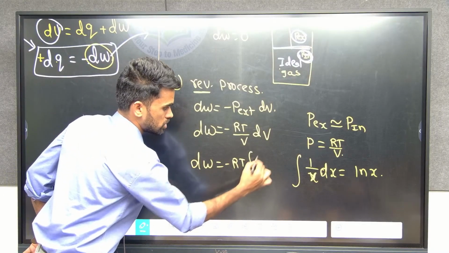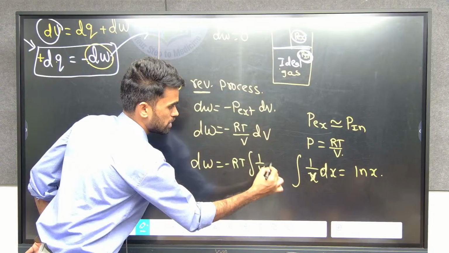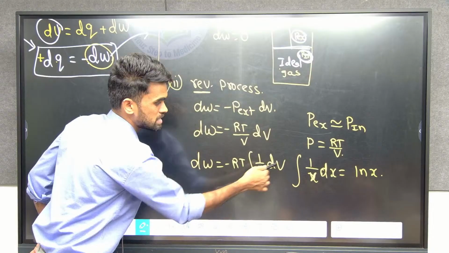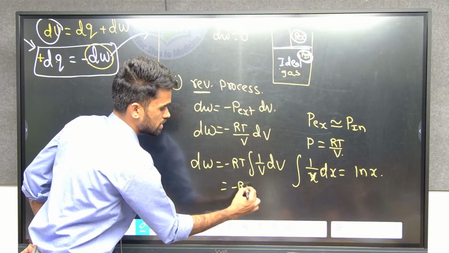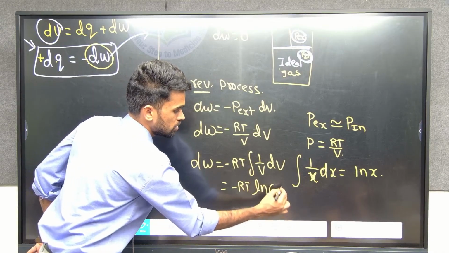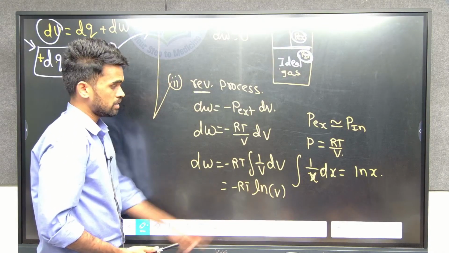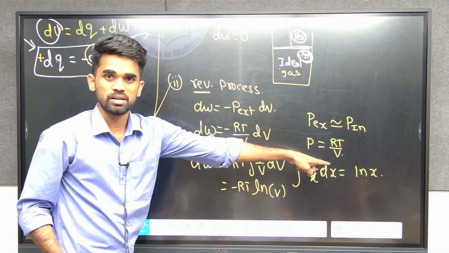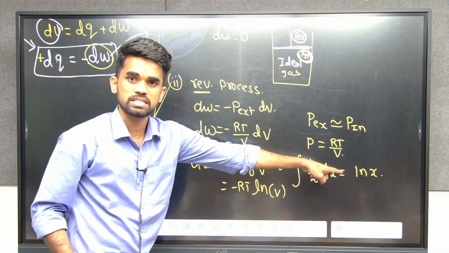Isothermal, or temperature constant. Here the integral of 1 by V dV, like 1 by x dx, means what? You can write minus RT ln V. 1 by x dx means log x, or ln x also we can say.